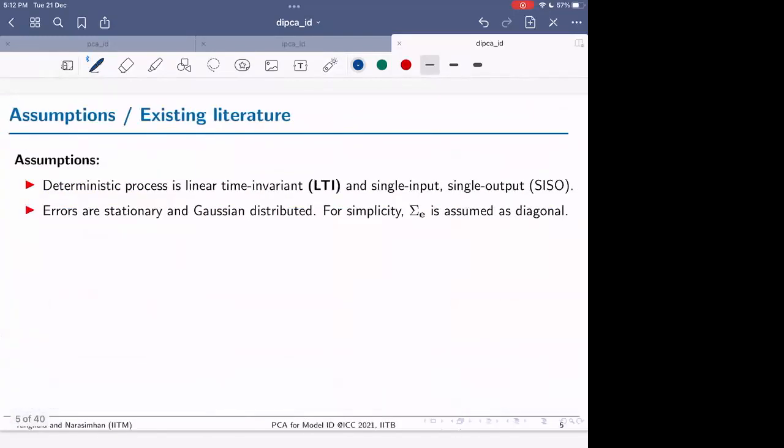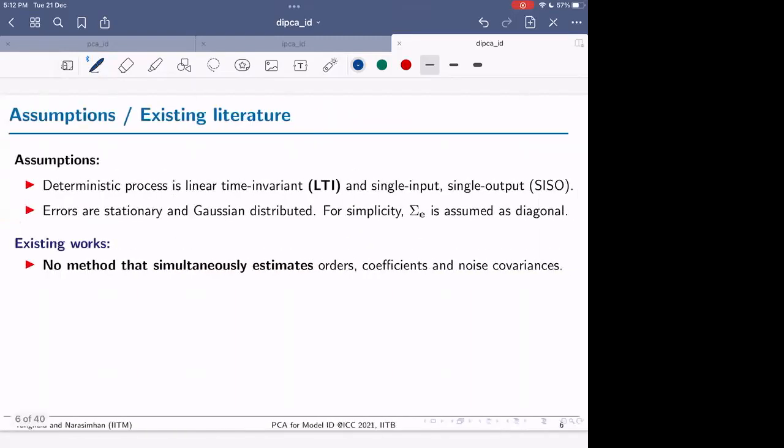So what are the assumptions that we are making? We are assuming that the deterministic process is linear time invariant, and we'll confine ourselves to single input, single output systems. And we'll also assume that errors are stationary and Gaussian distributed, and also white. If I say white, that should take care of the stationary part. And Gaussian distributed. And we'll assume that sigma E is diagonal. You can refer to the morning talk as to why we assume sigma E to be diagonal.